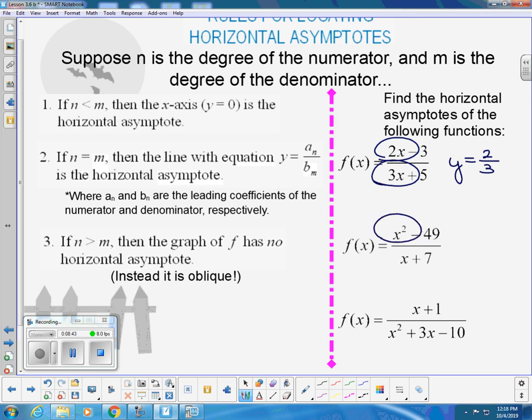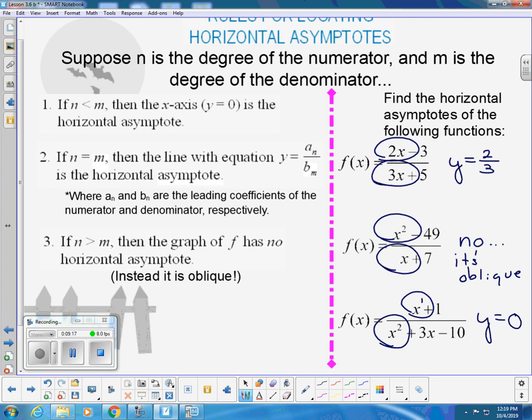Next one, we have an x squared over an x. So, do we have a horizontal asymptote? No, it's oblique. It's oblique. Meaning it's tilted. It's a tilted line, not a horizontal line. Okay, last one. We have a 1 power and a square power. Y equals 0. Y equals 0.